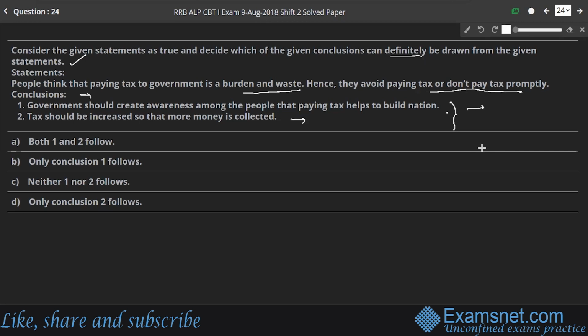Here students, if government creates awareness among people about paying tax, then the people will come to understand that paying tax to government is not a waste or burden. Therefore, conclusion 1 follows. In conclusion 2, increasing tax won't help to collect more money. Therefore, it doesn't follow. So only conclusion 1 follows. Option B is the right answer.